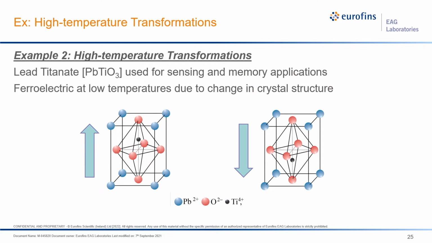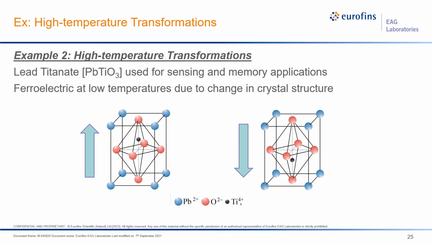In our next example, I'll demonstrate a bit about our high temperature capabilities. Here we're looking at lead titanate. Lead titanate is a common material for many modern sensing and memory applications, particularly those that make use of ferroelectric sensors, such as ultrasound machines, sonar, RFID chips. That's because lead titanate is ferroelectric below a certain transition temperature.